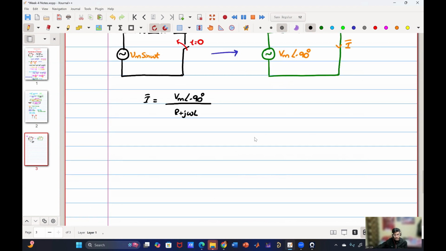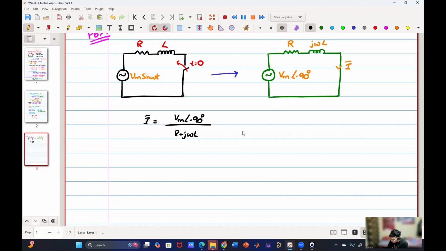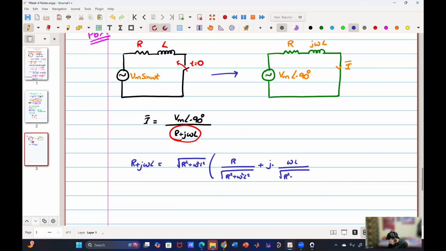Okay, so now let us solve the denominator. The denominator will be R plus j omega L. I'll write it again in this form: square root of R square plus omega square L square into R by square root of R square plus omega square L square, plus j into omega L by square root of R square plus omega square L square. Clear?